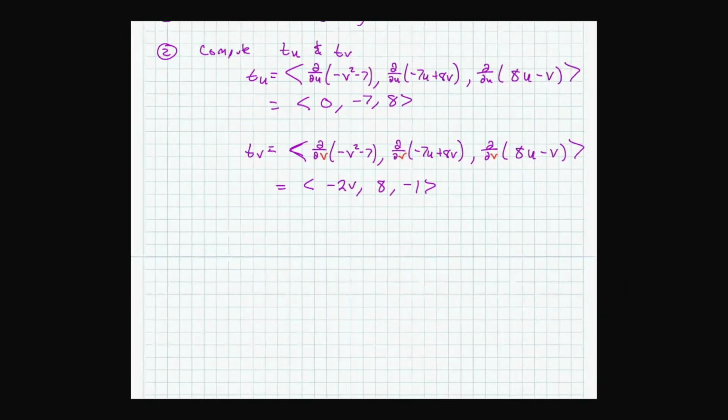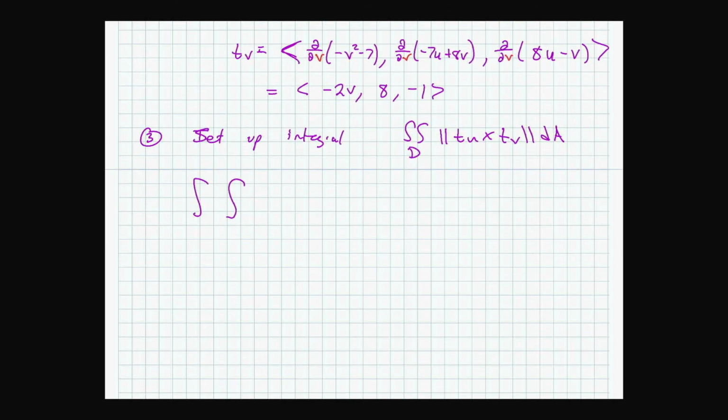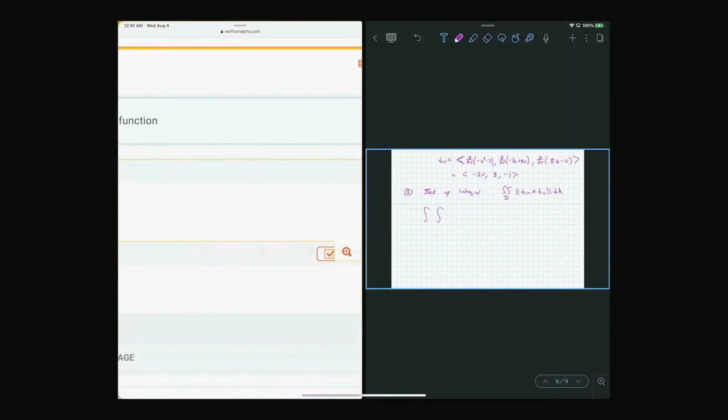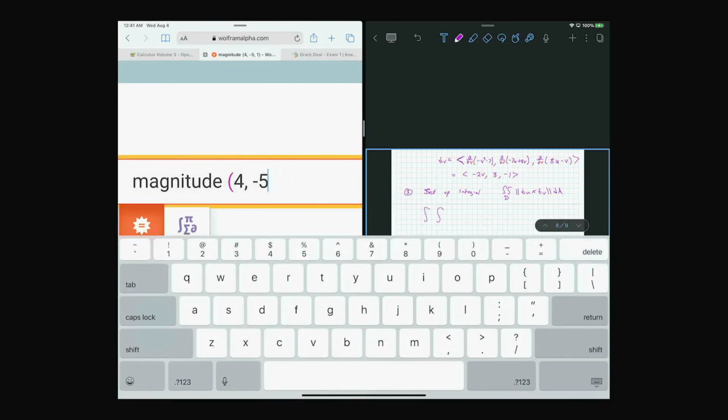So at that point, we need to set up our integral. Double integral over D, the magnitude of tu cross tv, dA. So I'm going to set that integral up, and then I'm going to do this cross product on Wolfram. And this is a good use of Wolfram because cross products take a little while to calculate. There's nothing special about them, but they take a while to calculate. So this is a good opportunity to do this. So I'm going to go cross.